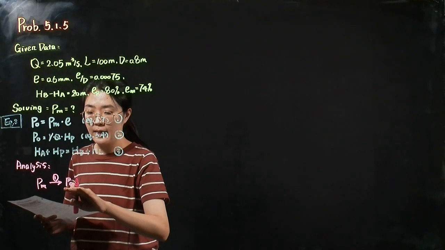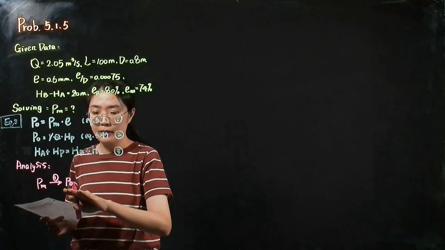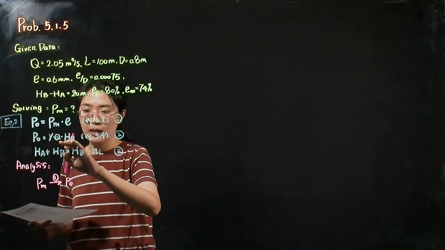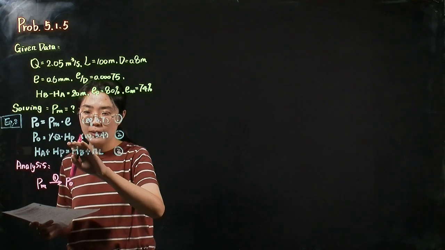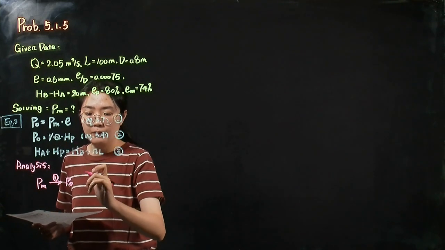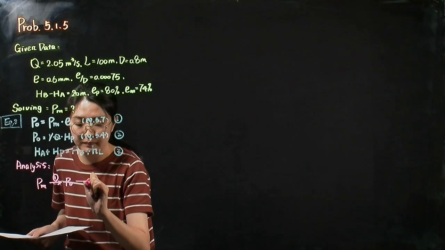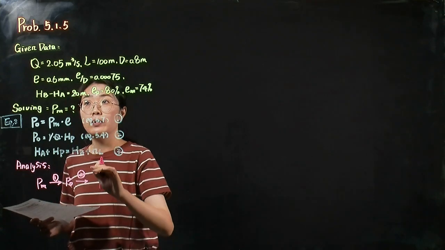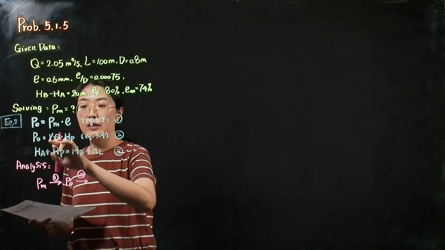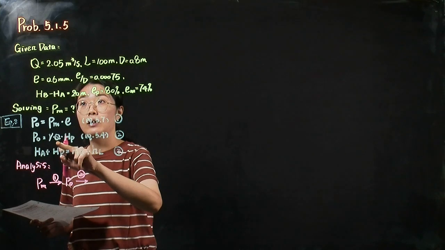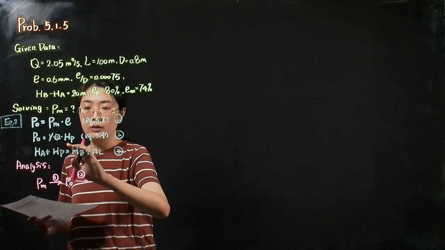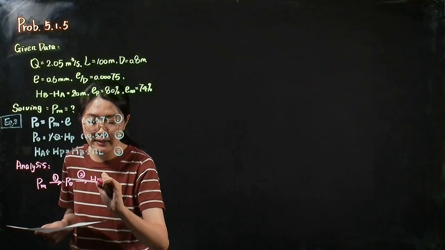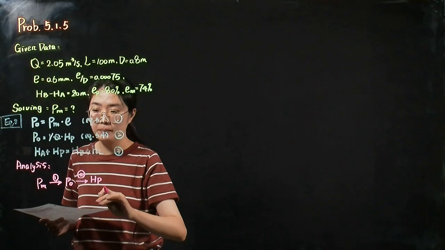If we want to calculate the output power, let's take a look at equation 2. It equals the specific weight of water times flow rate times the total energy of the pump. In equation 2, we already know the specific weight of water and the flow rate is given here. So we need to calculate the total energy of the pump.